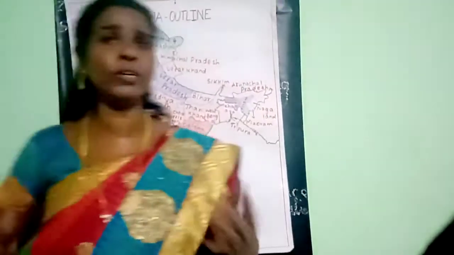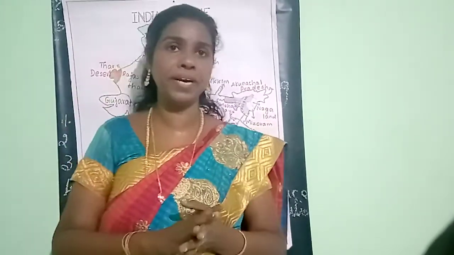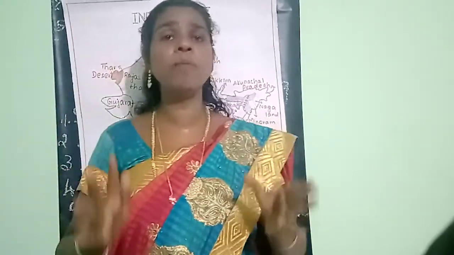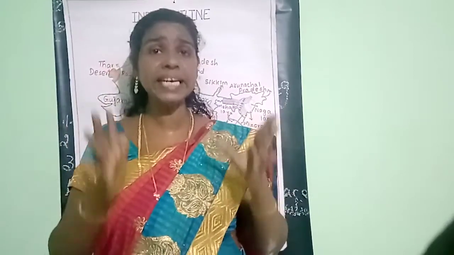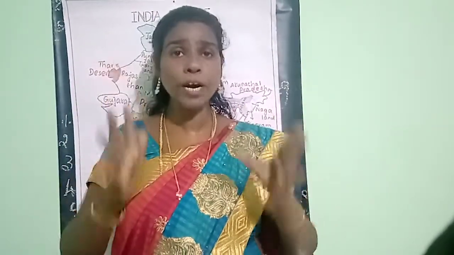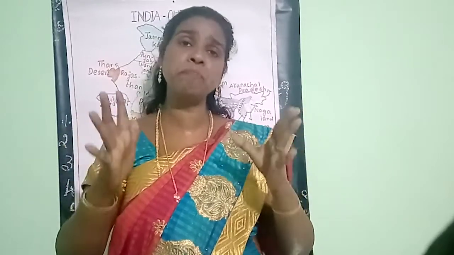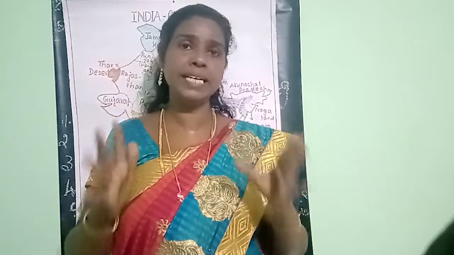Then the next one, the fourth one, is dry farming. Mostly this type of farming is practiced in arid regions, that means dry areas. With the help of irrigation, they cultivate the plants. They cultivate only one crop per year.